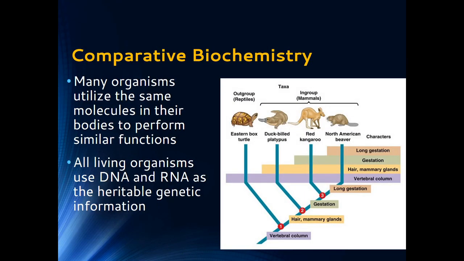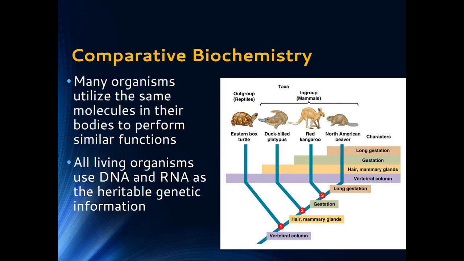Comparative biochemistry: many organisms utilize the same molecules in their bodies to perform similar functions, such as the mitochondria, the metabolism, the red blood cells, and things like that. We all have a commonality and use together.